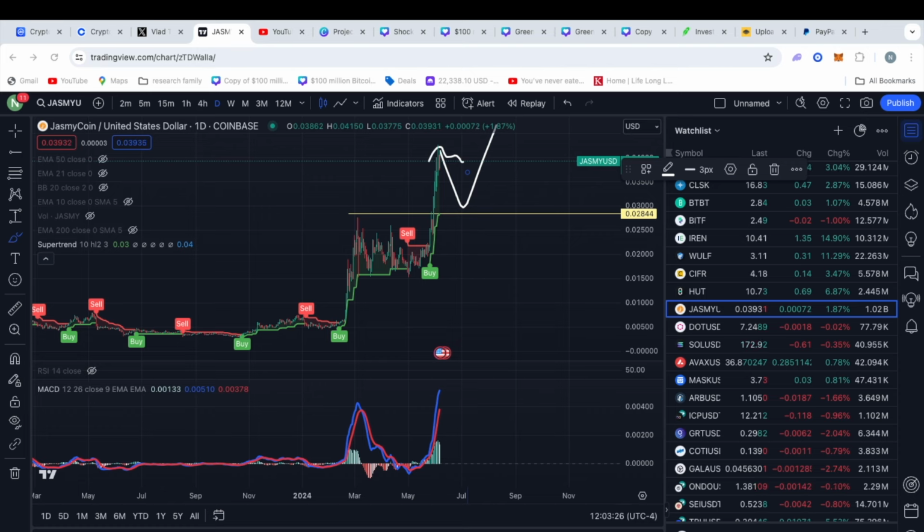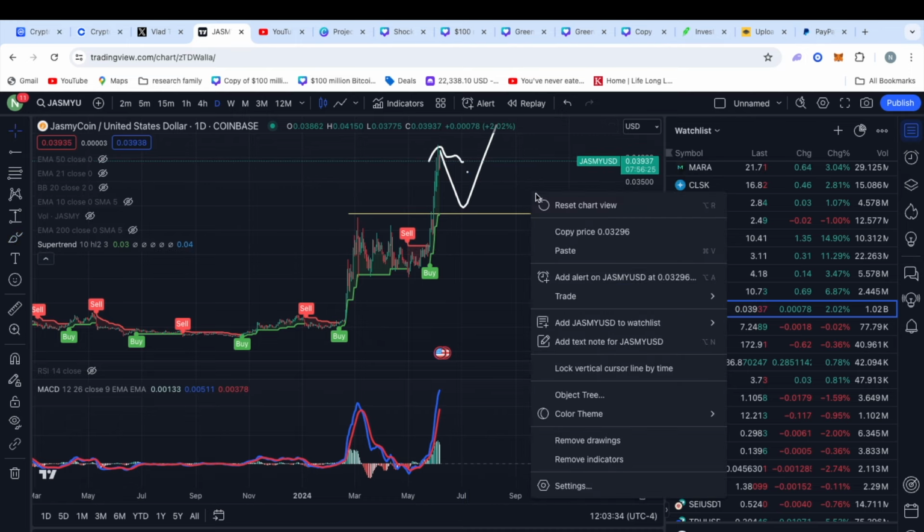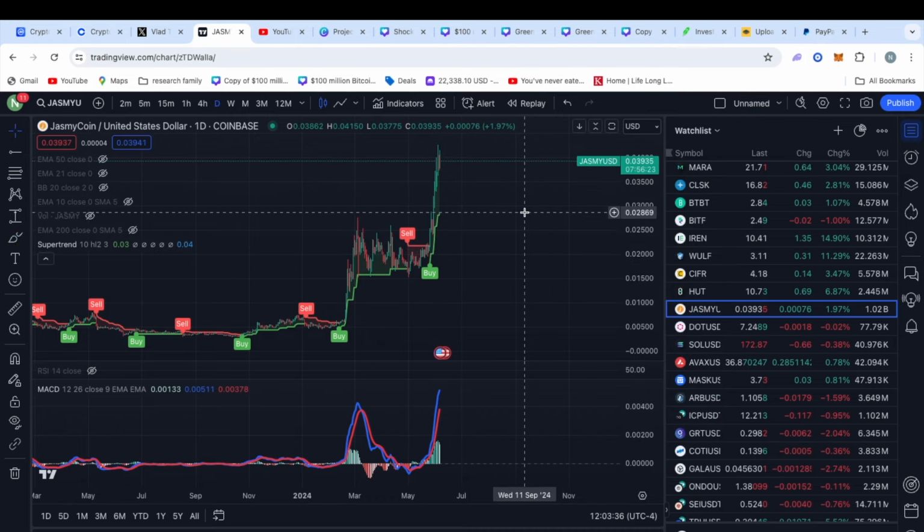I would completely understand that. I wouldn't be mad at that. If you got in anywhere around here, let's say you got in around here and you took profits, totally makes sense. But if you are a long-term holder, it's not time for us to take profits. We are going to take profits when Jasmy is much, much, much, much, much higher.